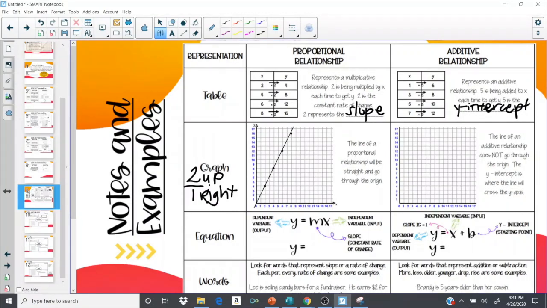Okay? Therefore, to go underneath this point here, you will follow your directions the opposite way. So instead of going 2 up, 1 right, we will go 2 down, 1 left.